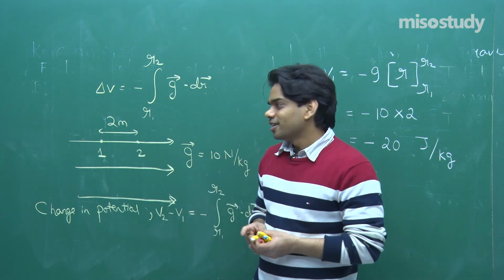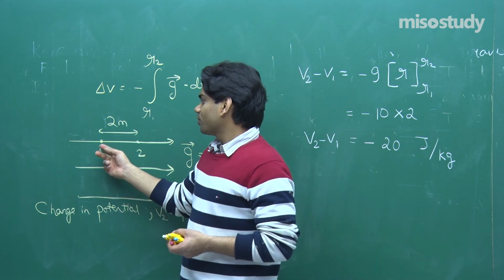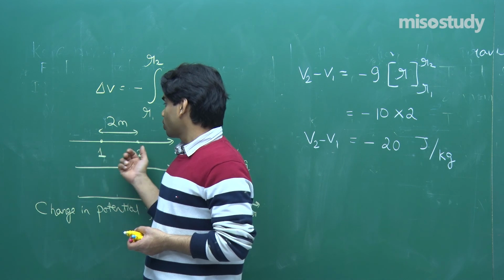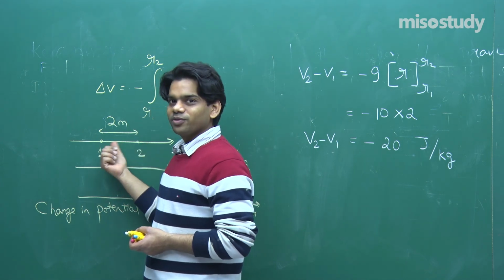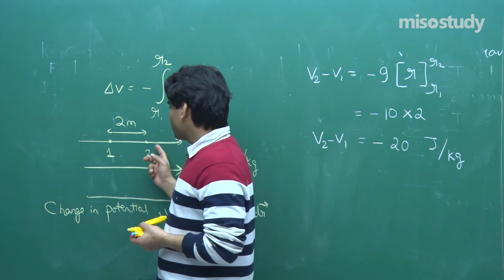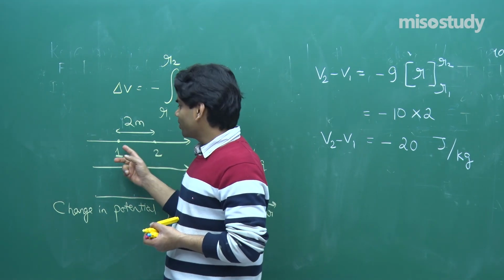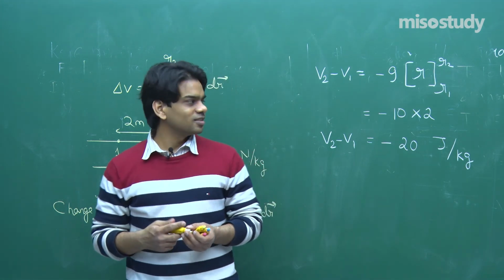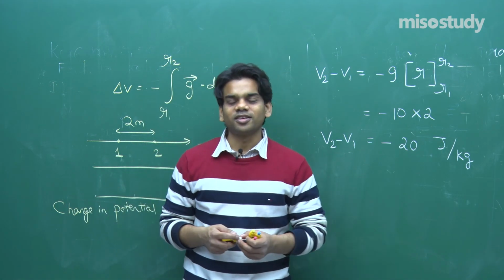One point will be the high potential and the other the low potential, and this is the value V2 minus V1. V2 minus V1 comes out to be negative. That means V2 will be low and V1 will be high. This is what we obtain. V2 minus V1 is actually minus 20 joule per kg in this case.